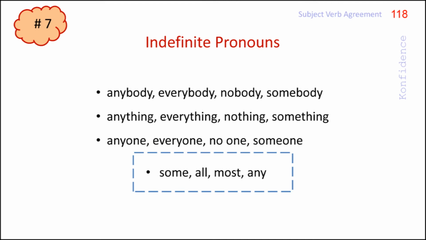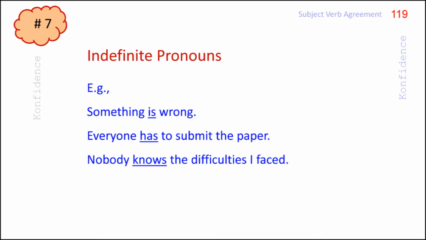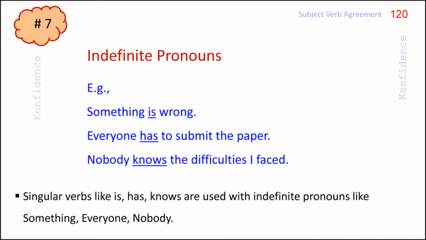The indefinite pronouns given in the first section are always singular and require a singular verb. Look at the examples given in the slide. We can see only singular verbs like is, has, and knows in these sentences because the subjects are indefinite pronouns like something, everyone, and nobody, respectively.